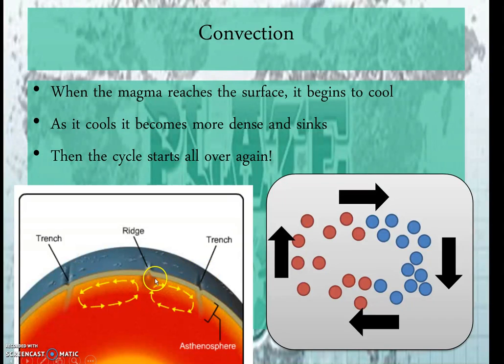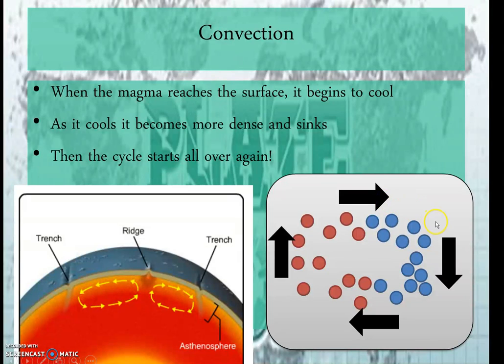Then the opposite happens at the top here. The top of the Earth is cool. That's where we are, the oceans are, and that is cool. So it cools down, becomes more dense, and sinks. Then when it gets back down here, the cycle starts all over again.